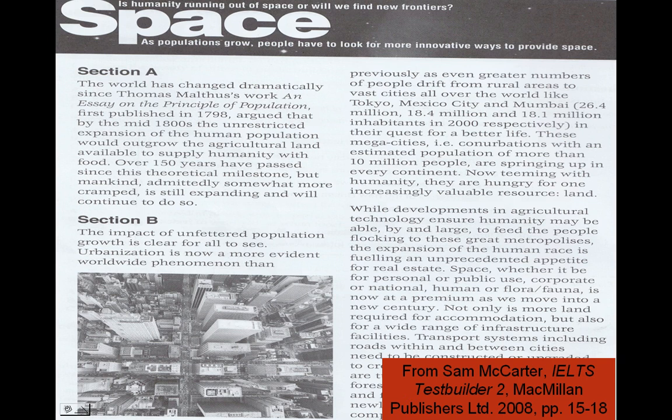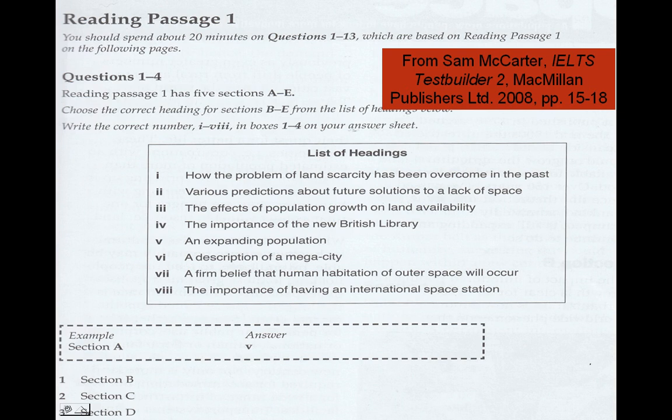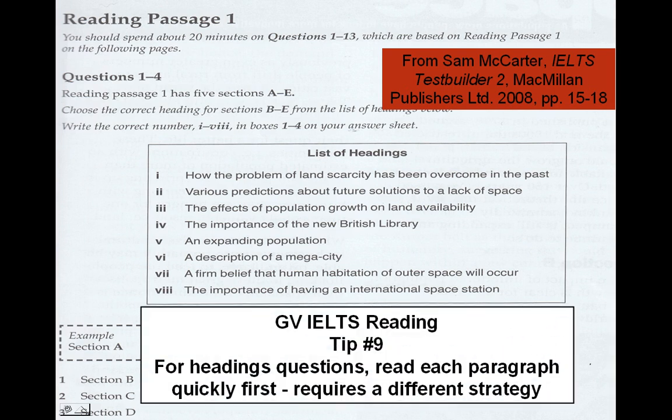Here's a different type of question. You'll see section A, section B, section C, and so on, the different paragraphs. This is a tricky question and requires a different strategy. Here you have to match the headings with the paragraph as kind of a summary. For the headings questions, different than the multiple choice or true false, my strategy is to read each paragraph quickly first. There's some important tips on how to do this question that we cover in our classes.